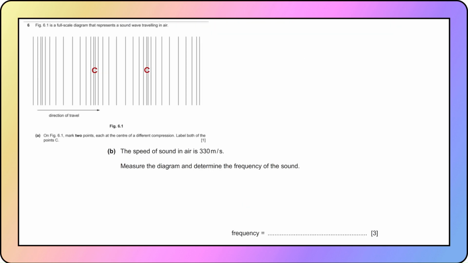Part B states that the speed of sound in air is 330 meters per second. Measure the diagram and determine the frequency of the sound. Alright, first let's recall the formula. Frequency is equal to 1 divided by time of one wave cycle.